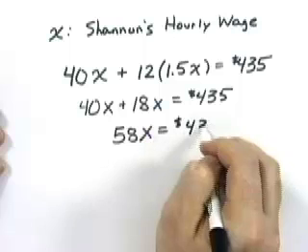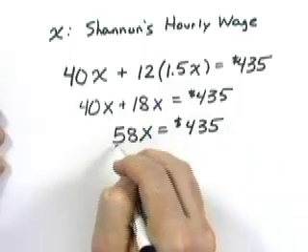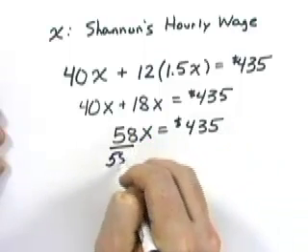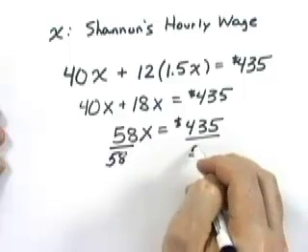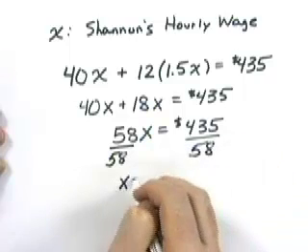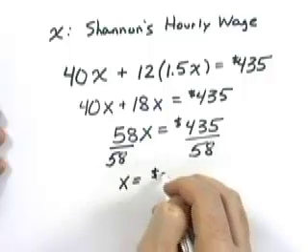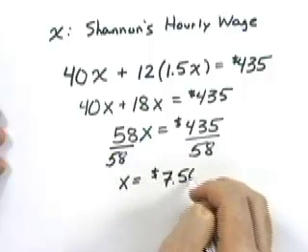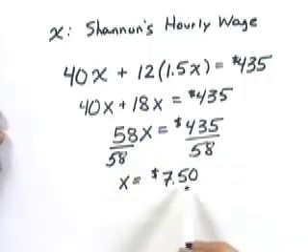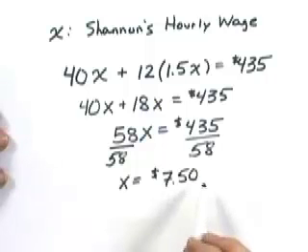58X equals $435. If we divide both sides of the equation by 58, we get that X is equal to $7.50 per hour. So Shannon's regular hourly rate is $7.50.